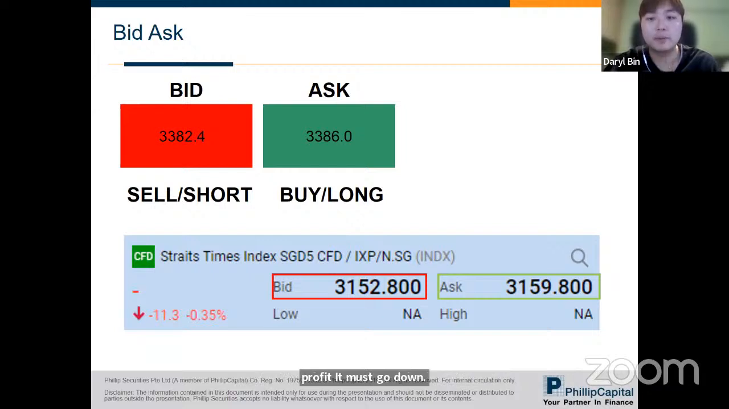So if you use our platform before, you probably have seen this bid ask pricing. So you can refer to the picture. To buy, we look at the ask price, which is the green box. And to sell, we look at the bid price, which is the red box.